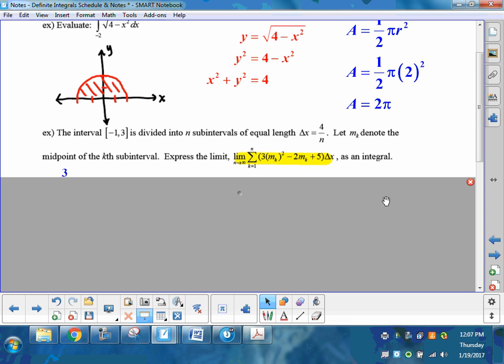Who can convert this into an integral? We got note takers? Take a look. What do you think that would convert to? You'll see the answer, but not being able to make that connection, or that attempt, is what's concerning. What do you think it would be? Leah? Take a guess.